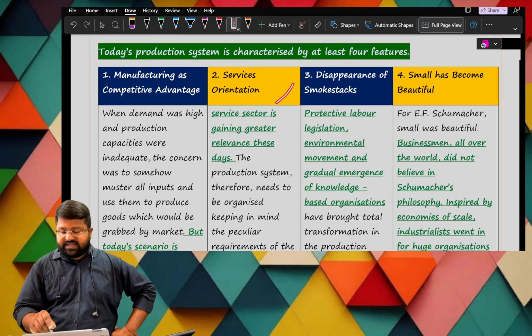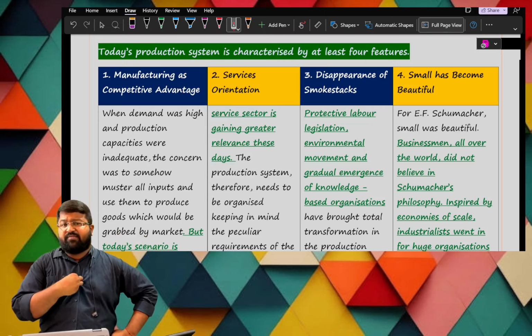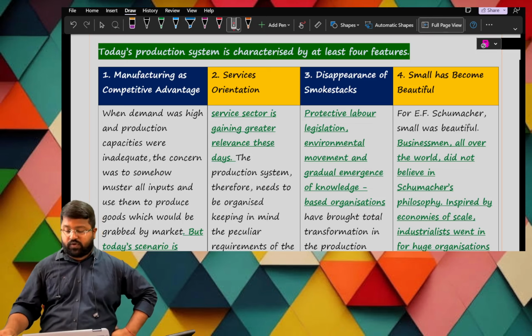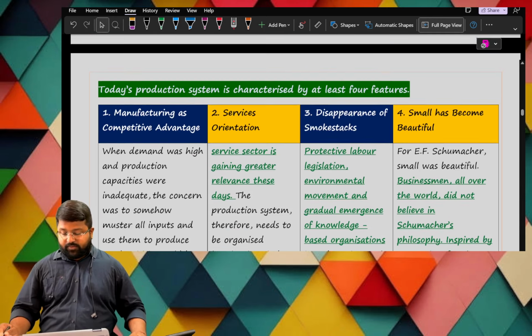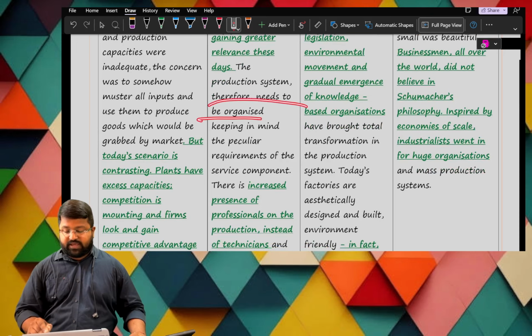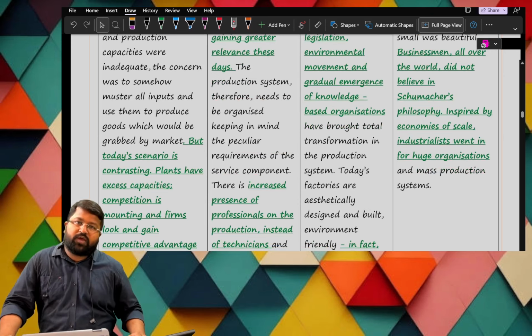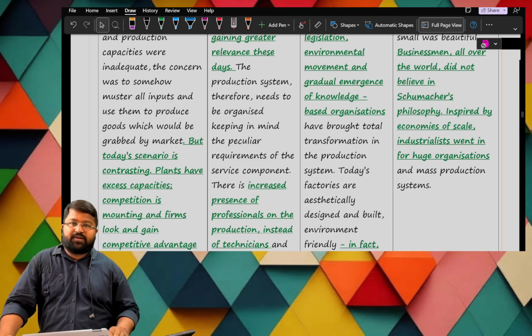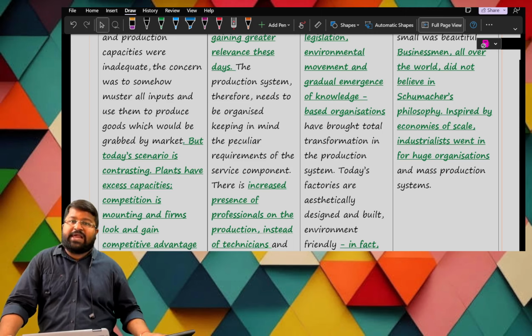Okay, next: service orientation. Our industry is now driven by the service sector, so the service sector is gaining greater relevance these days. The production system therefore needs to be organized keeping in mind the peculiar requirements of the service component. So I should give importance to services also. For example, I manufacture a product and it reaches the customer. The customer is having some issues. Who will help him?